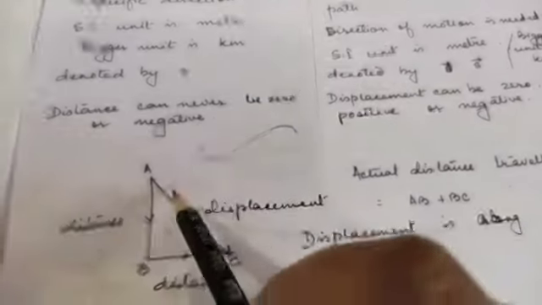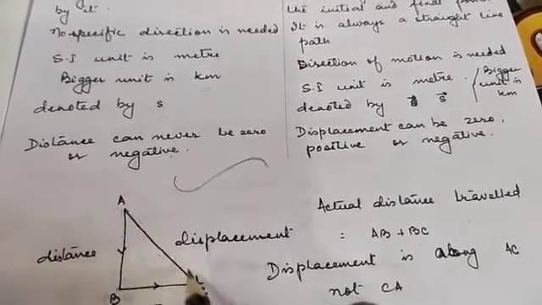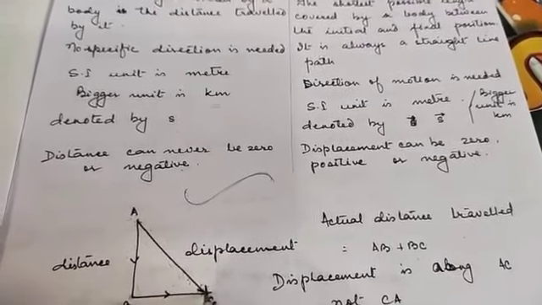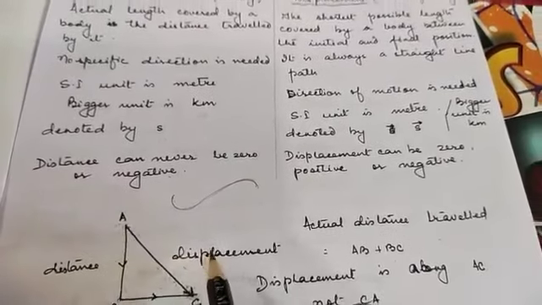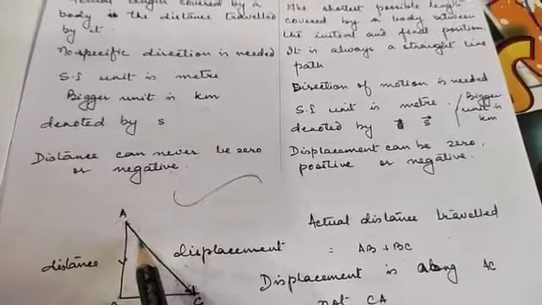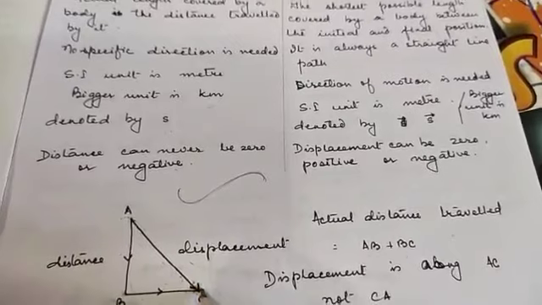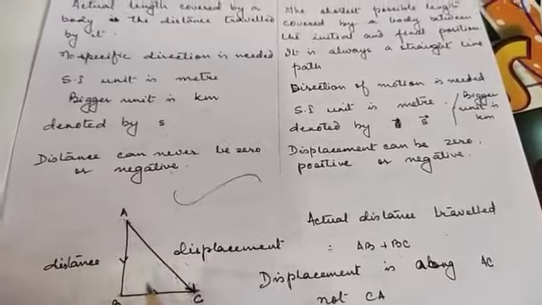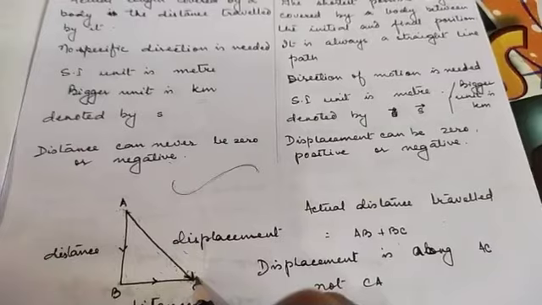Now in distance, there is no specific direction needed. Is there any specific direction needed? No. But in displacement, the direction is necessary. Displacement is the shortest possible distance that is covered by the body from the initial to the final position in a particular direction. It is always a straight line path.